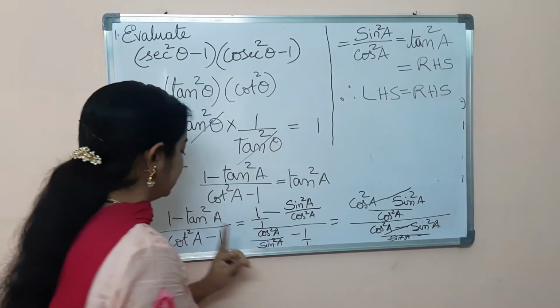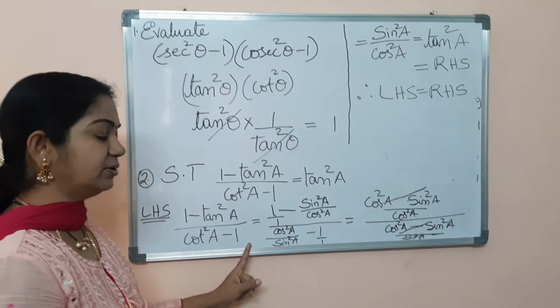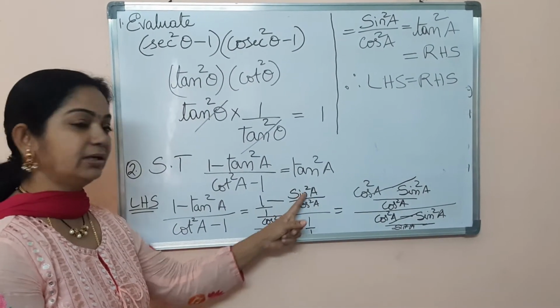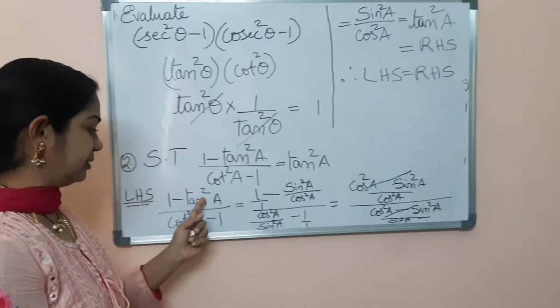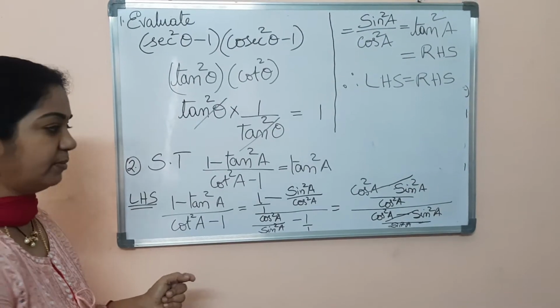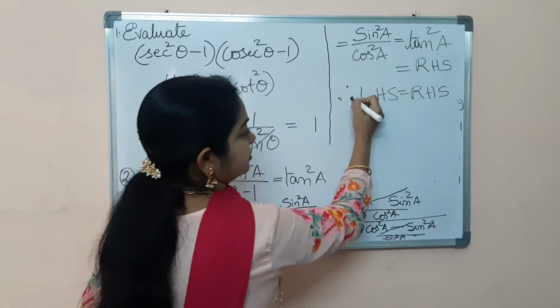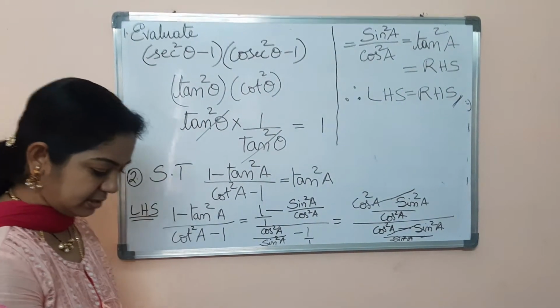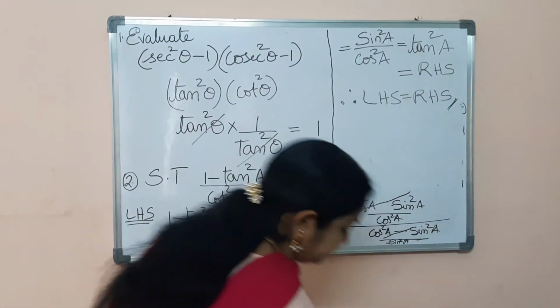So here, seeing the problem, I haven't used the identity, but I have made use of the ratios. That means the tan formula and cot formula, and deduced the problem. Likewise, we can do a few more problems in the exercise. Let us take one more problem.